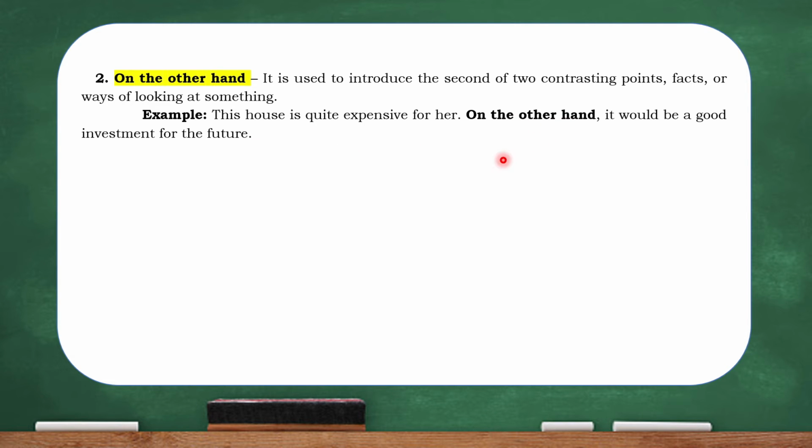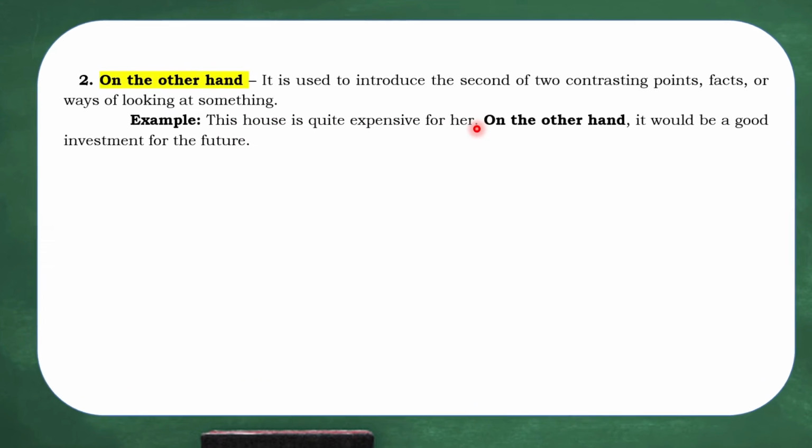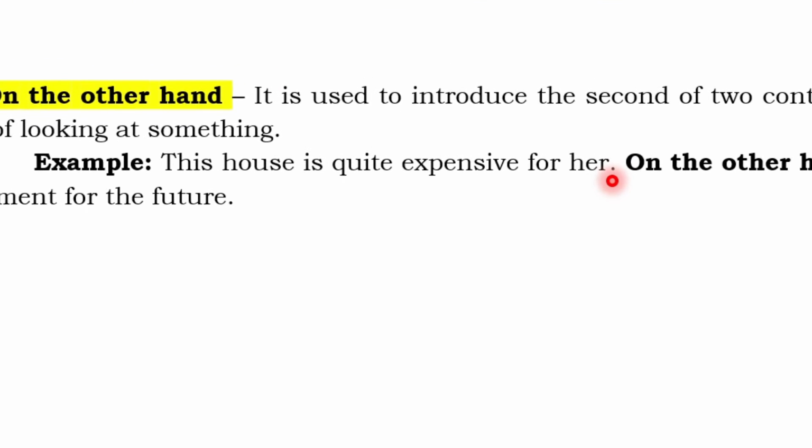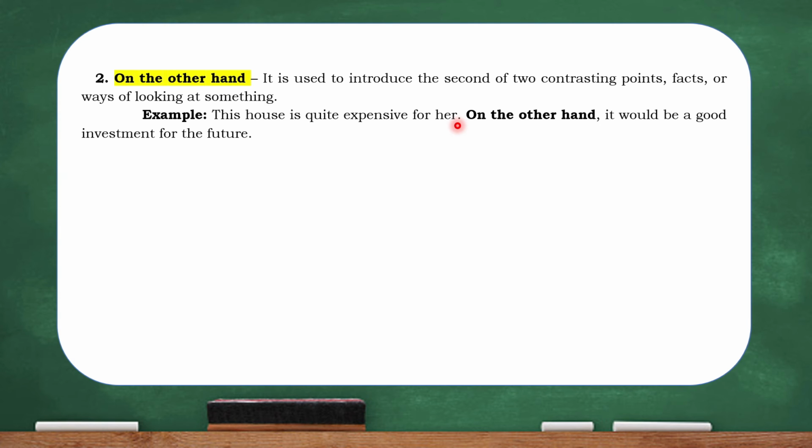This statement has a claim. Where is the claim? Correct. This house is quite expensive for her. Where is the counterclaim? Correct. It would be a good investment for the future. This sentence, the first one, is obviously a negative sentence. But we need a counterclaim for us to prove something or to oppose the idea of something. Particularly in this example, we need to oppose the idea of this sentence: this house is quite expensive for her.